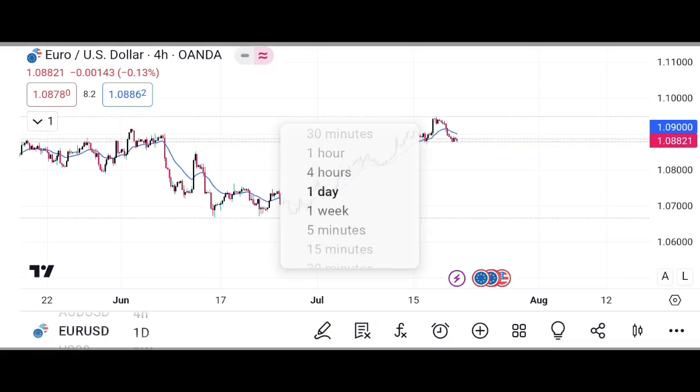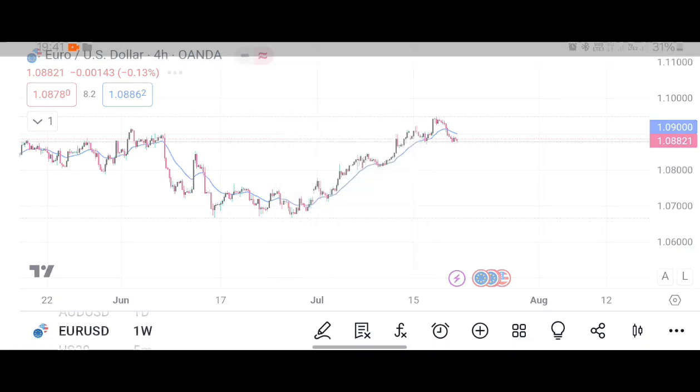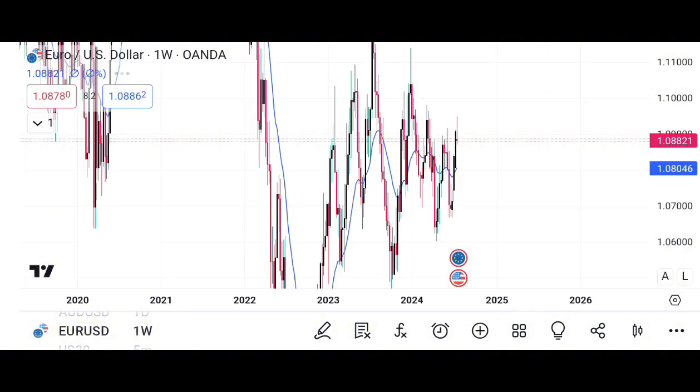So with the Euro USD, I'm going to go to the bigger time frame, which is the weekly time frame. This is slow, guys. My internet connection is slow.